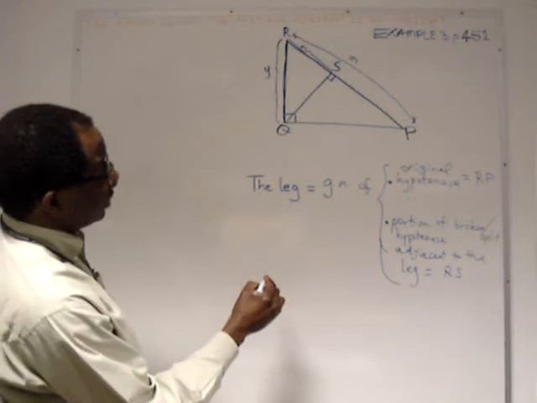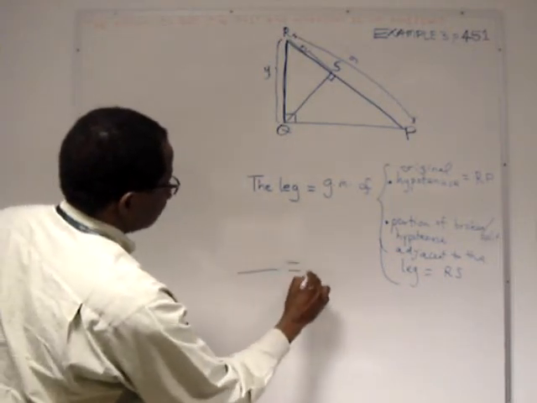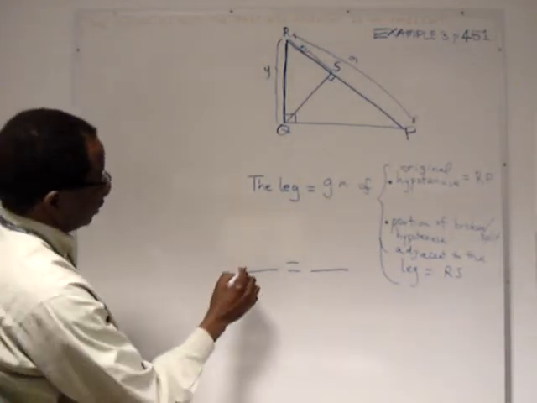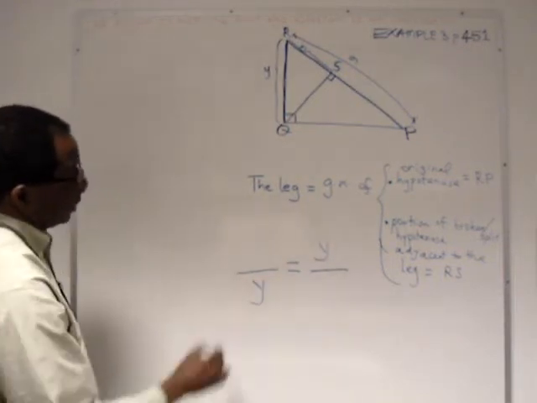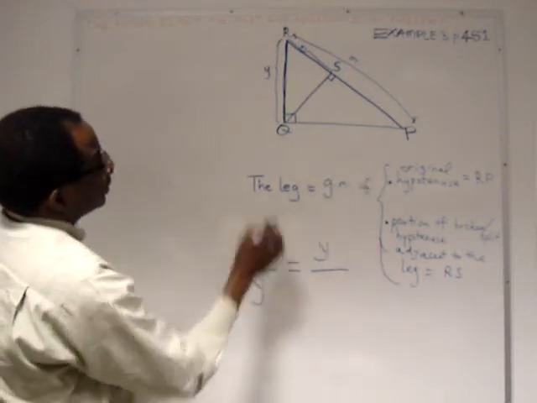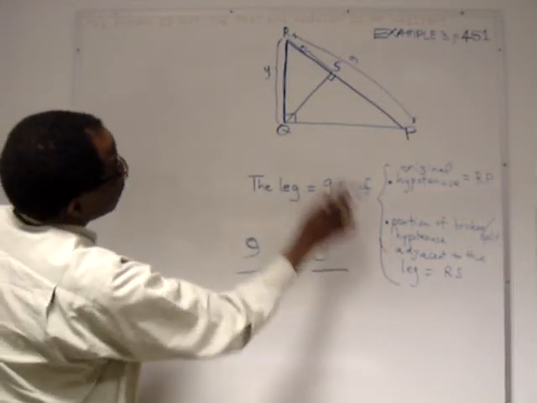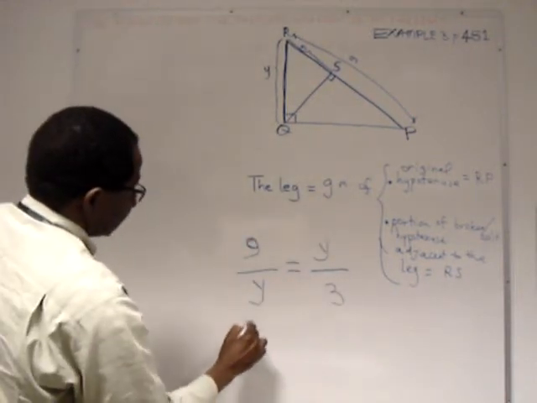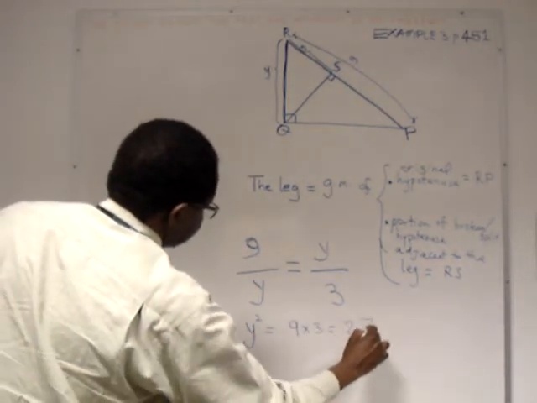So for me, it's very easy. We remember the definition of geometric mean. You will write two fractions. We're getting ready to write two fractions. If we put the geometric mean right here, the two things will go right here and right here. So the original hypotenuse is 9, and the portion is 3. What does this tell you? Can you solve this? That's saying y squared equals 9 times 3, which is equal to 27.